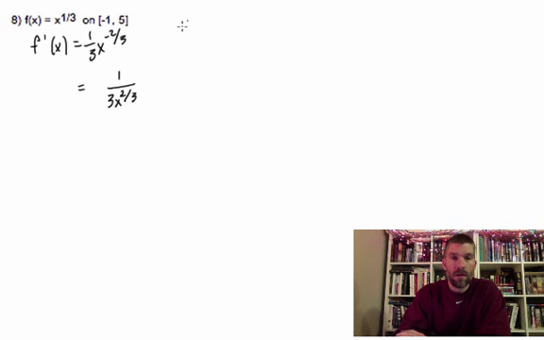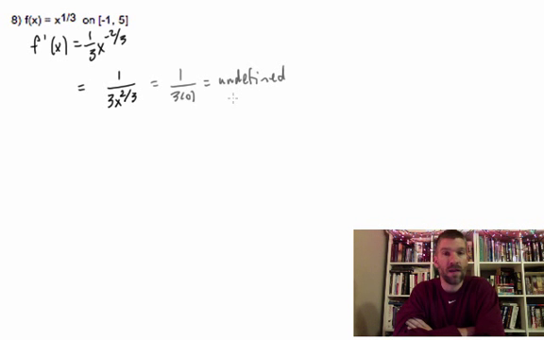Well, we can't actually take a derivative at every point, because when we're at 0, which is on our interval, we're going to wind up with an undefined situation. So when I put a 0 in down here, I'm going to end up with an undefined problem. And because I cannot find that derivative at every point inside the interval from -1 to 5, this does not pass the mean value theorem.